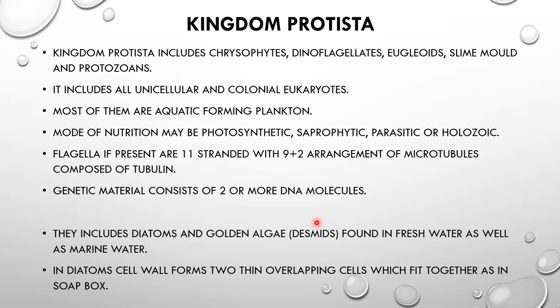Chrysophytes include the golden algae. They are found in fresh as well as marine water, and diatoms form two thin overlapping cells which fit together like a box, as you can imagine. So these are the chrysophytes. The group includes diatoms and golden algae, found in fresh water as well as marine water. We are talking about the chrysophytes here.